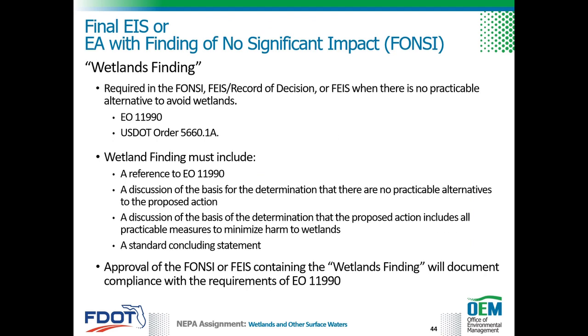When there is no practical alternative to an action which involves new construction in wetlands, the final document must contain the wetlands finding required by EO 11990 and US DOT Order 5660.1A. This may be a FONSI, FEIS, Record of Decision, ROD, or the FEIS. Approval of the FONSI or FEIS containing the wetlands finding will document compliance with the requirements of EO 11990.